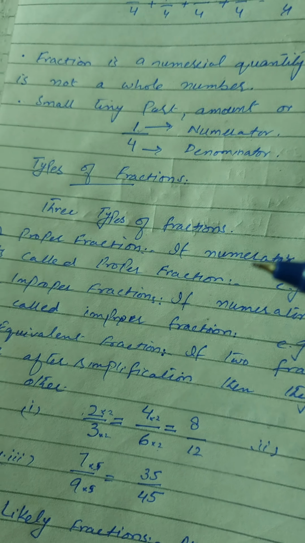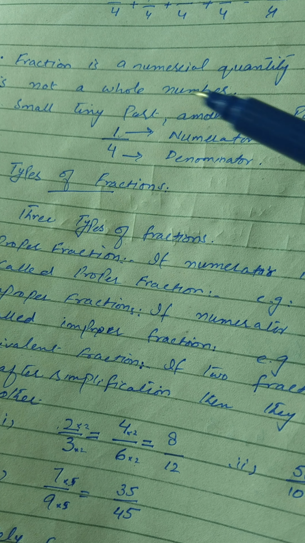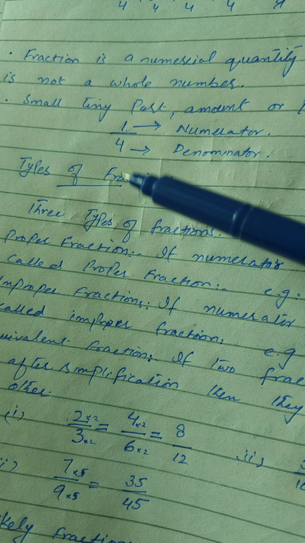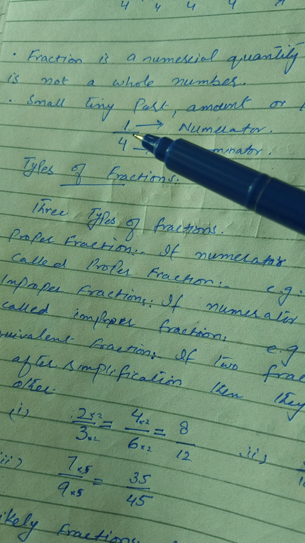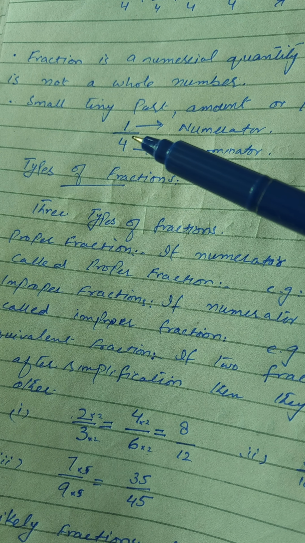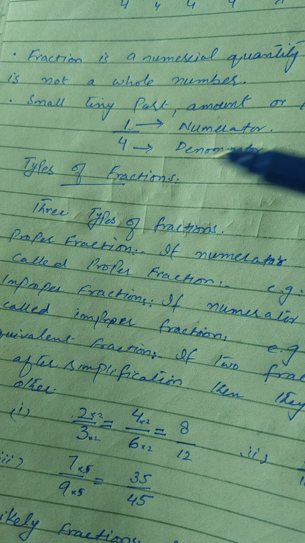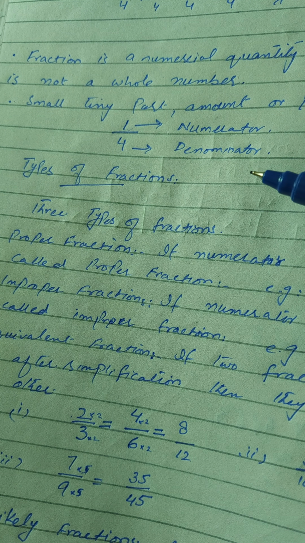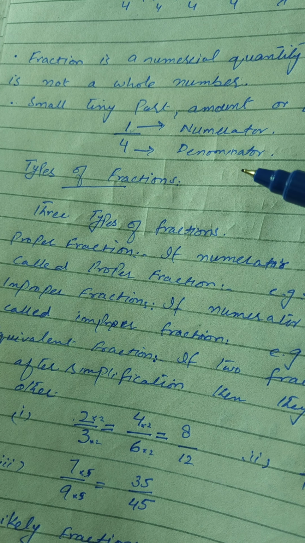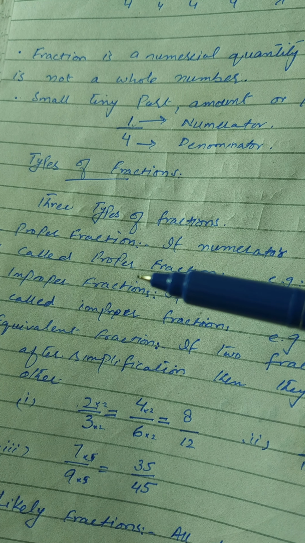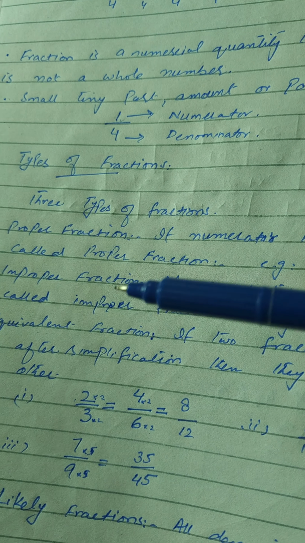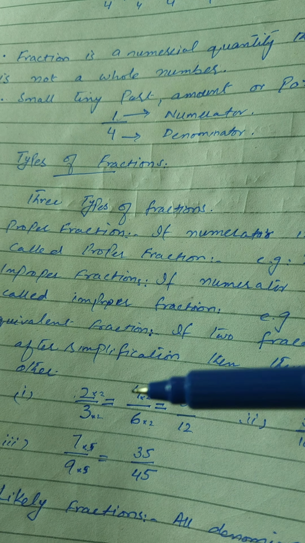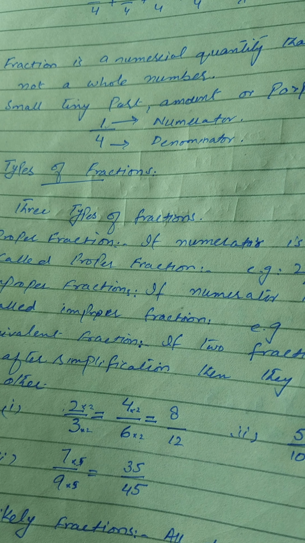And then we saw what is 1 and what is 4 in this fraction. In a fraction, the upper part is known as the numerator and the lower part is known as the denominator. Then we studied the types of fractions. There are basically 3 types of fractions: proper fraction, improper fraction, and equivalent fractions.